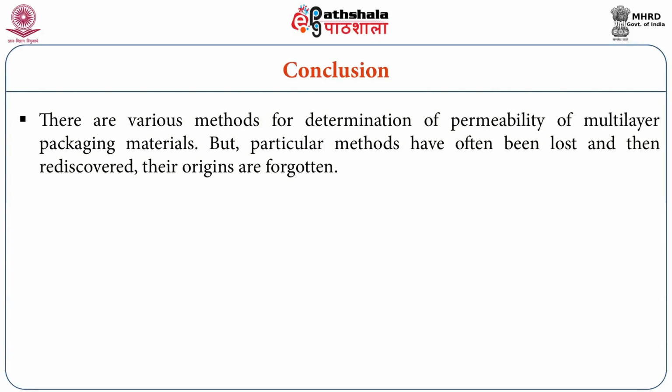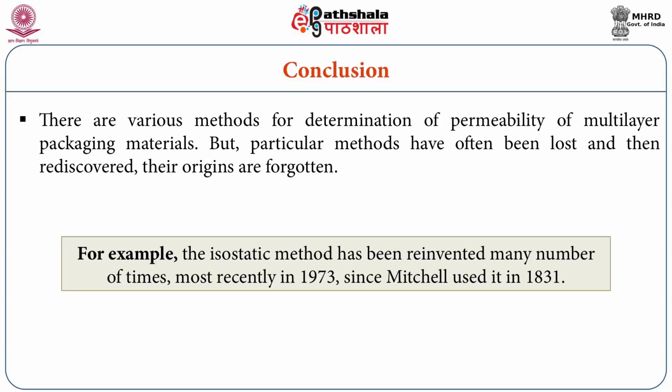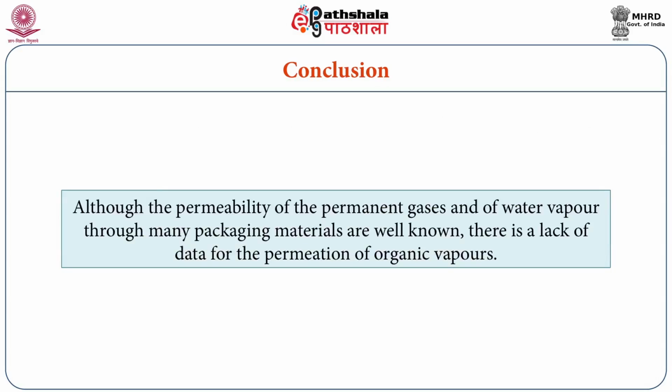There are various methods for determination of permeability of multilayer packaging materials, but particular methods have often been lost and then rediscovered. Their origins are forgotten. For example, the isostatic method has been reinvented many times, most recently in 1973, since Mitchell used it in 1831. Although the permeability of the permanent gases and of water vapor through many packaging materials is well known, there is a lack of data for the permeation of organic vapors.